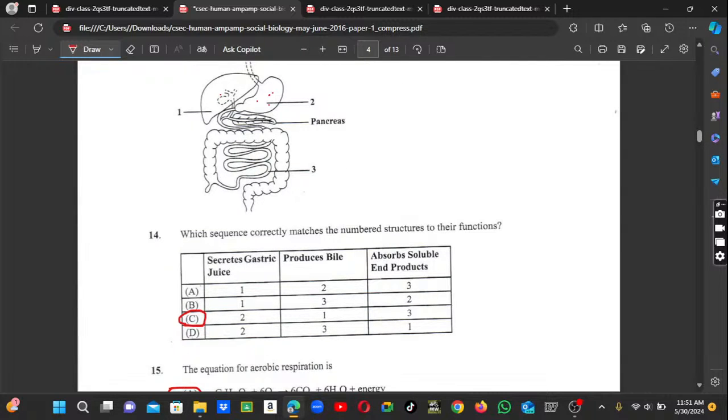So 2, let me just label. So 2 here, which is labeled, would be the stomach that secretes gastric juice. We have 1, which would be the liver that produces bile. Good. And now we are talking about the small intestine here, which is 3. That would be the end product. So it's very simple, and this one is a giveaway question.